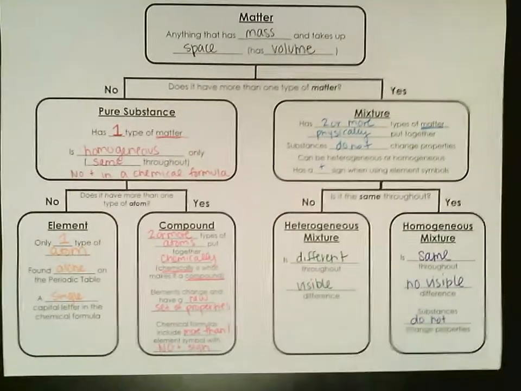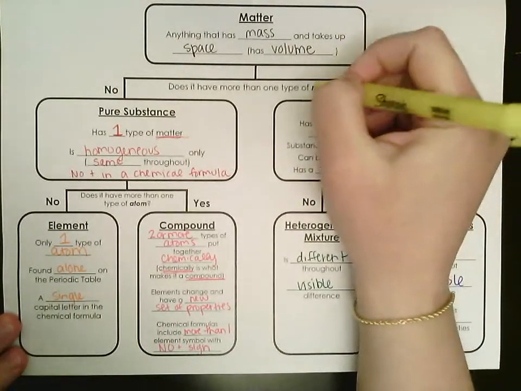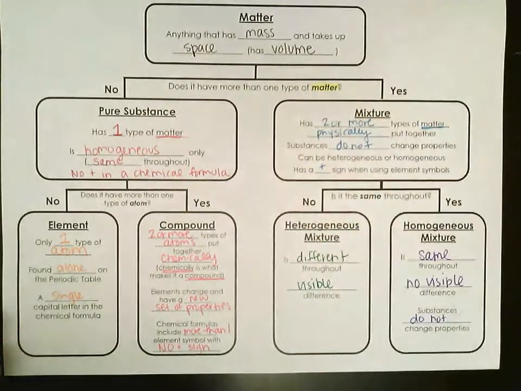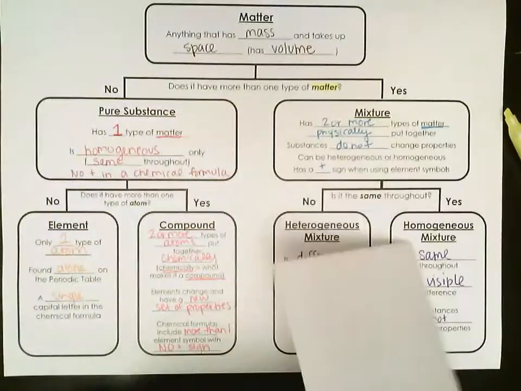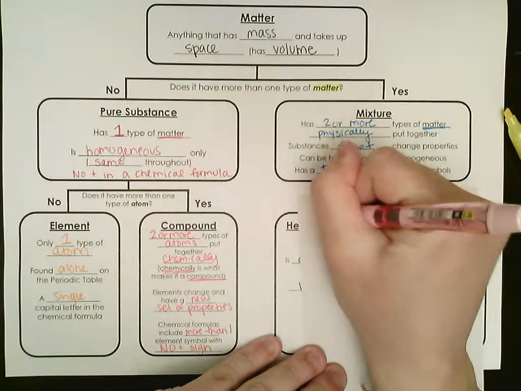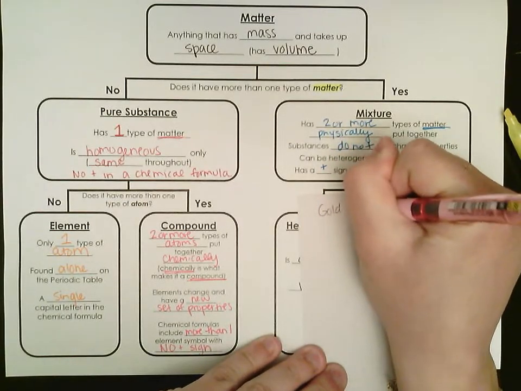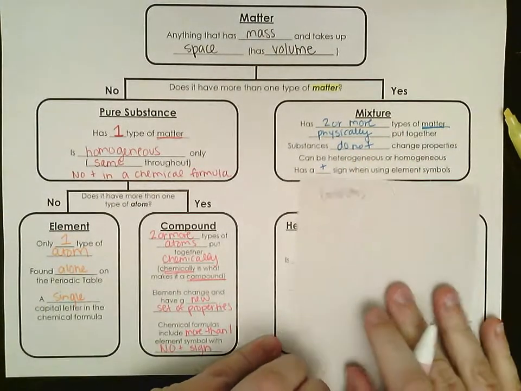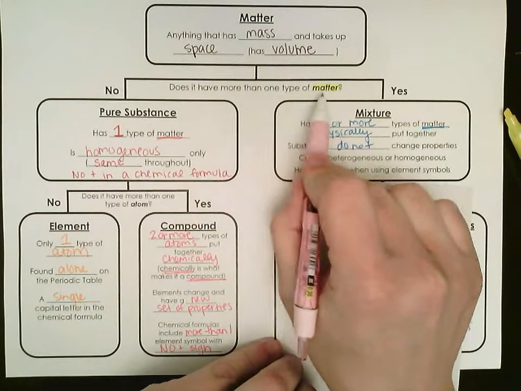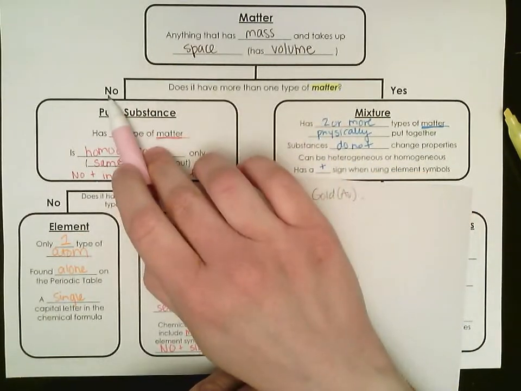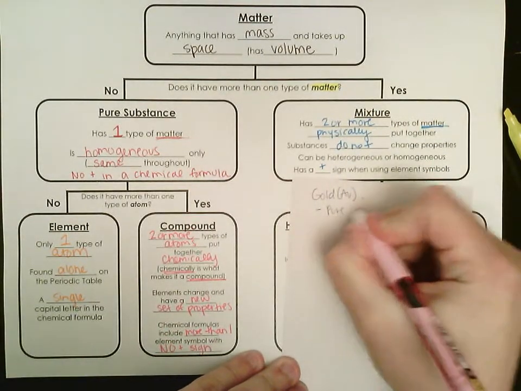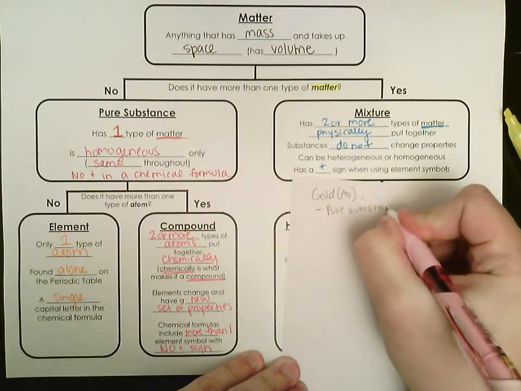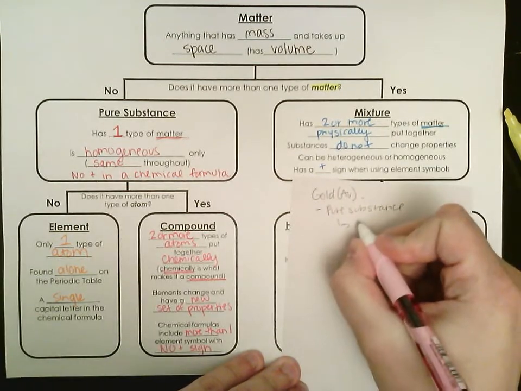It's only gold. If you're thinking about the periodic table, gold is just Au. So, does it have more than one type of matter? No, it does not. So that makes it a pure substance. So I know that gold now is a pure substance. And I know that because it has one type of matter.